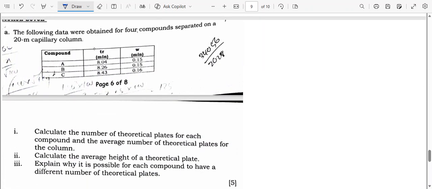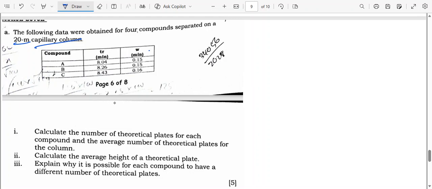Let's go. The following data were obtained for 4 compounds separated on a 20 meter capillary column. It was a good column. The first question is, calculate the number of theoretical plates for each compound and the average number of theoretical plates for the column. So what we do is, we use the formula.